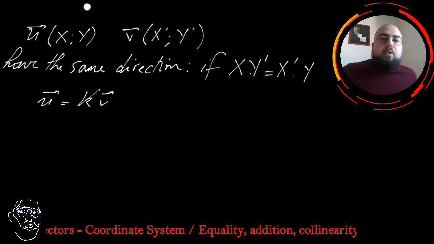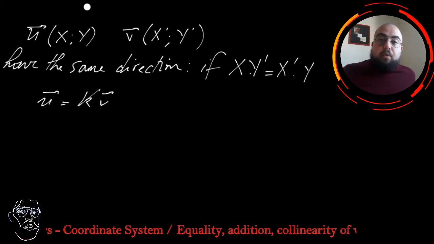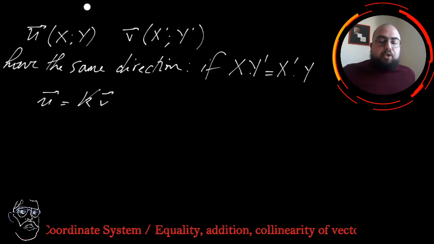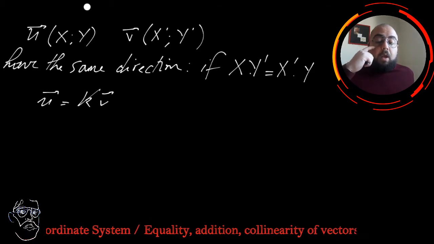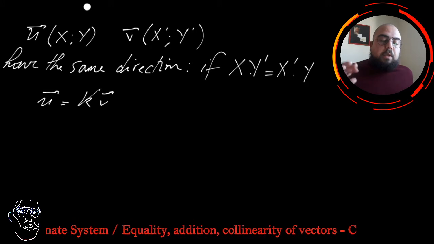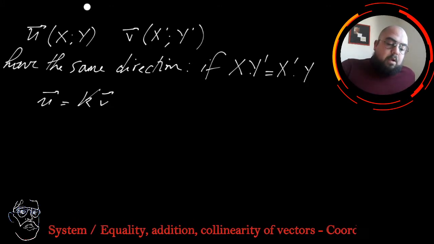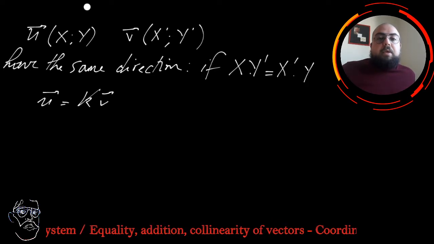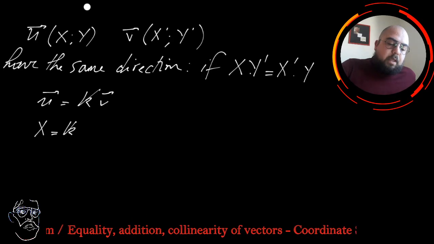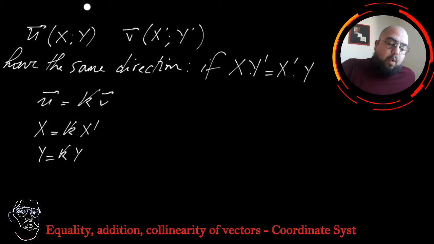Whenever you have u is equal to k times v, it automatically means that u and v have the same direction. It's only a certain k, a constant k, which I'm using in order to multiply the second vector, but the direction will remain the same. So, in case we're interested in k, we can say that x is equal to k times x prime. Similarly, y is equal to k times y prime.